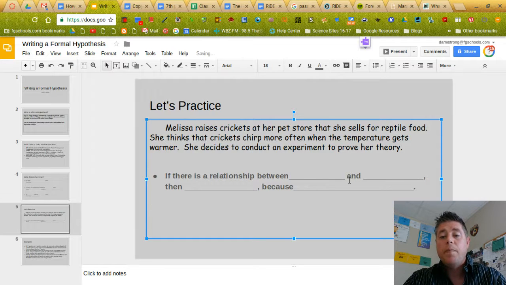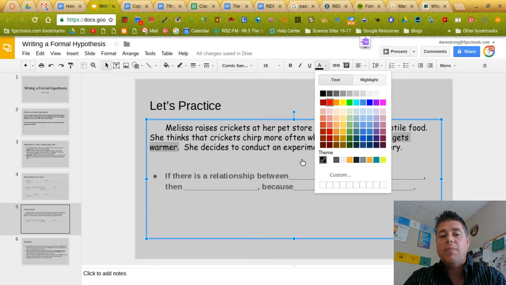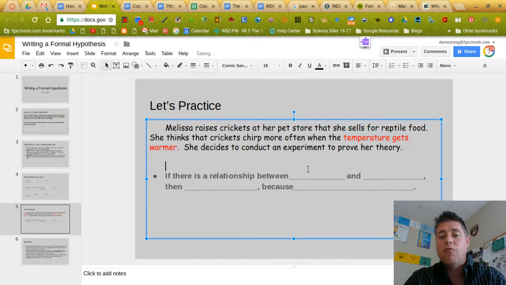Okay. So if there is a relationship between, I have to look at what I'm working with. I have to look at my two variables. If I jump up here and look in this scenario, what are my two variables? Let's look for the independent first. She thinks that crickets will chirp more often when the temperature gets warmer. Right here, I'm talking about the temperature changing. We talked about change being a key word. So that's my independent variable, and I'm going to identify that in red.